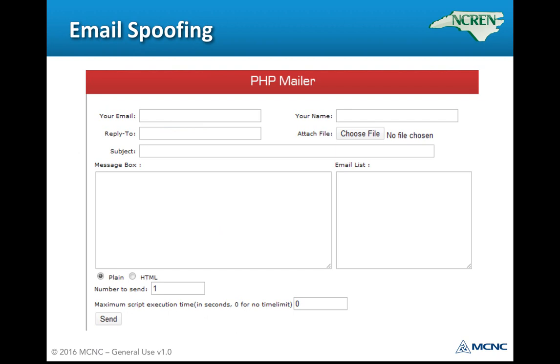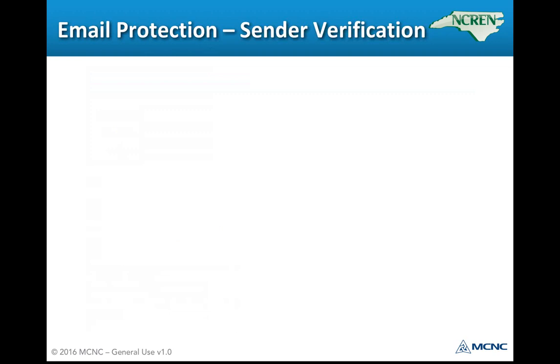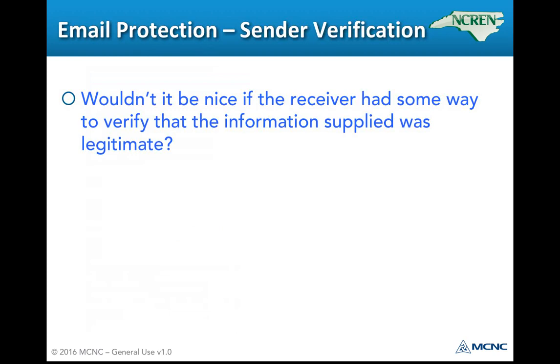So the question is, we know this is bad. We know that this ends up generating a lot of the spam messages that we see, and they make them tricky and appear to come from other places. So what can we do about it? So let's talk about how we can verify senders. Wouldn't it be nice if the receiver had some way to verify that the information that was supplied was legitimate? So rather than just blindly trusting that this message actually came from pmoody@mcnc.org, wouldn't it be great if I had a way to verify that that was actually the case?